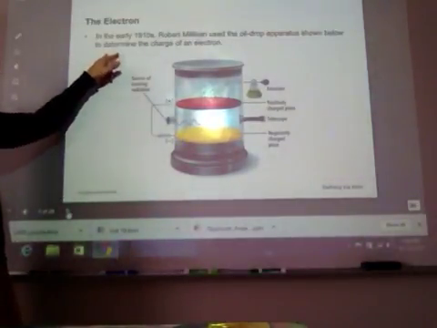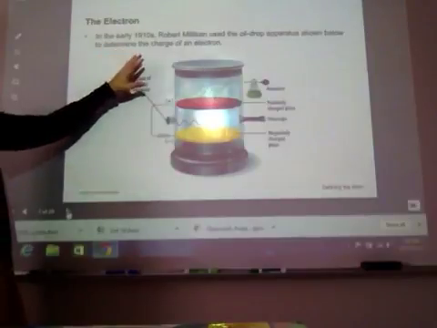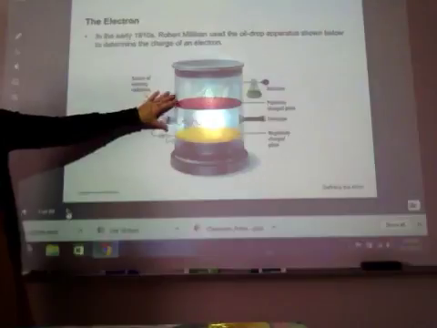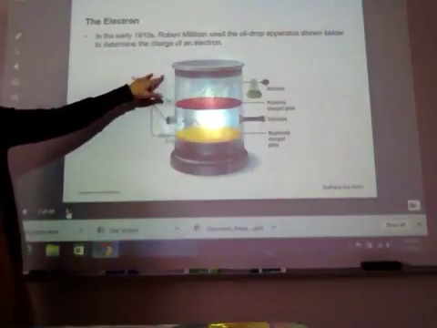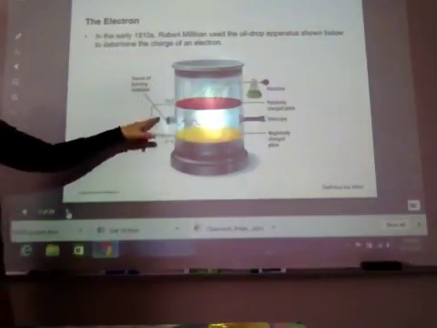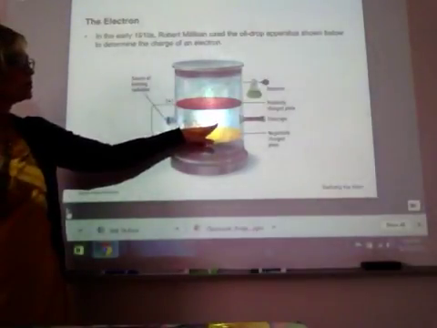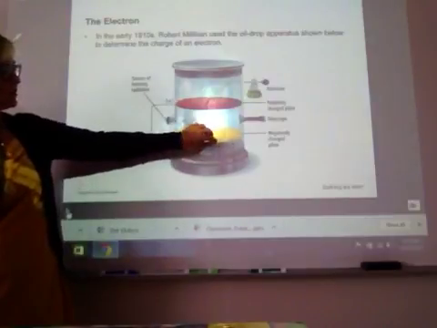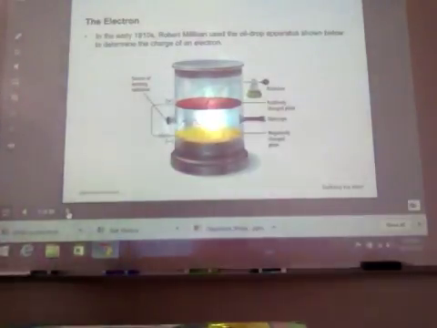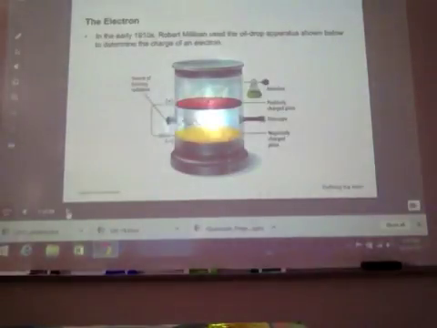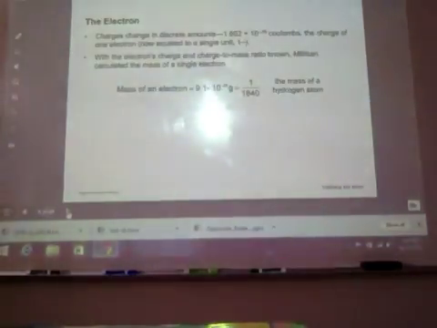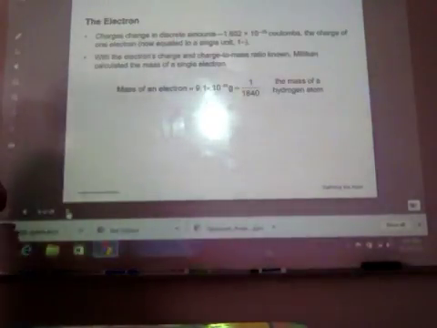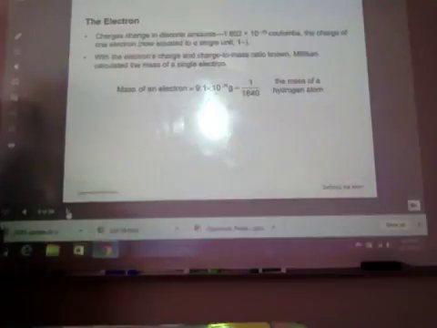Millikan used what's called an oil drop apparatus. He helped to determine the charge of an electron. Here he shot radiation through, and these electrons were then sent from the negatively charged plate. Millikan is probably not quite as important as Thomson. Millikan is probably more about the exact charge.